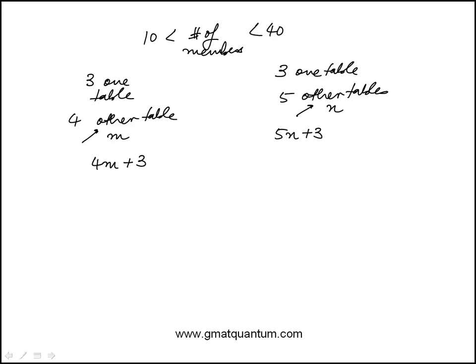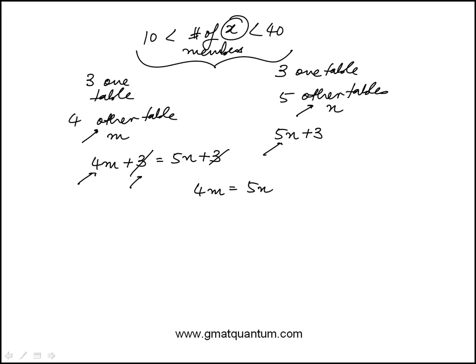So essentially, if you divide the number of members, which is, say, x, by 4, remainder is 3. If you divide by 5, remainder is also 3. So we can use that to find, because of this constraint, there's probably going to be a unique value, but we'll see. So we're really looking for those values for which this holds true, because the number of members is the same. So remainder is the same, so we have 4m is equal to 5n.